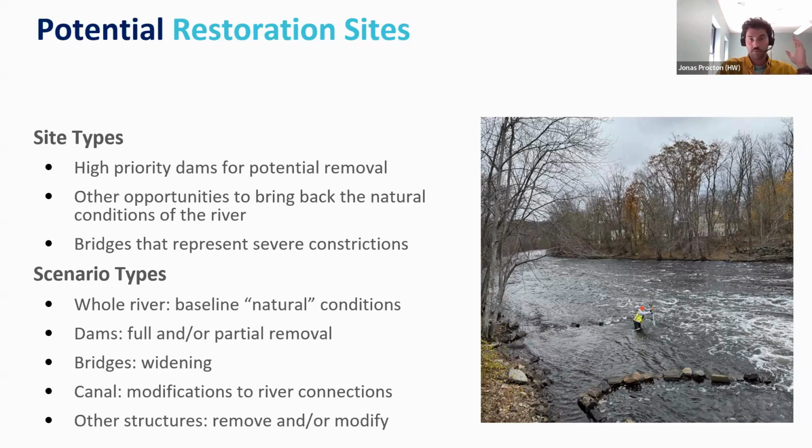For bridges, we looked at opportunities to widen the bridges and eliminate choke points, like I said. We looked at any places where the canal and the river were interacting and ways to modify those. And otherwise, any structures along the river, ways to remove or modify those structures.